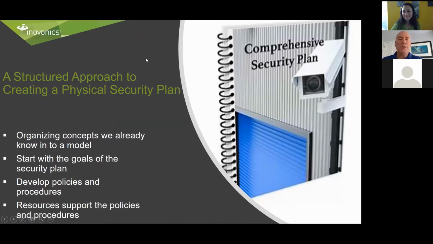So what we're going to do is take concepts that we already know, but we're going to organize them into a model. And what we can do is, through the process of critical thinking, take a question or supposition, crank it through that model, and evaluate what comes out in a consistent manner, and in turn help our end user customers make better informed decisions when it comes to their physical security plan.